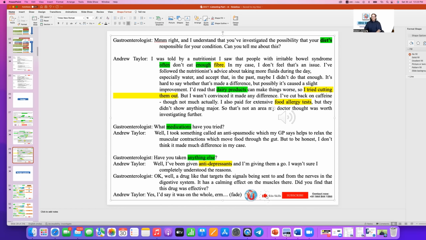Now you see, here he says, I wasn't sure I completely understood the reasons. He hasn't asked a question, but that English is a presumption. There is a question. I wasn't sure I completely understood the reasons. If your interlocutor makes a statement, you are supposed to answer that. Did you understand? Well, I have been given antidepressants and I am giving them a go. If your interlocutor gives such an expression, then you have to explain what an antidepressant is and why it is given. So, okay, well, then there will not be answers.